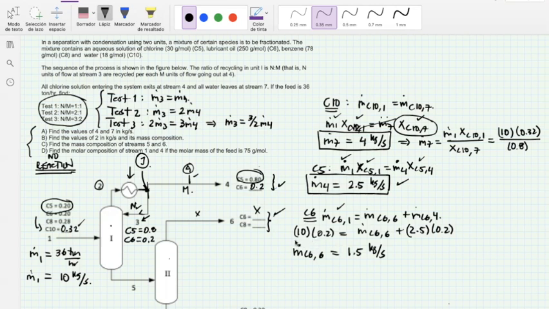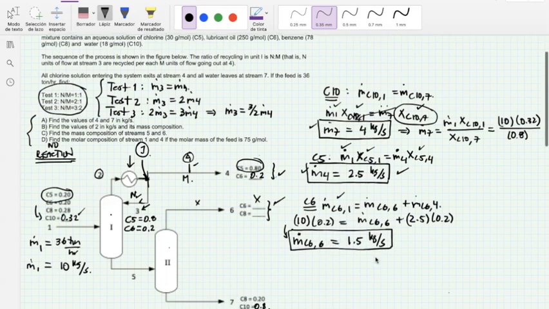Okay, so now I'm going to take it as known. These ones are the global mass flows, and this one is just the mass flow of stream, of substance C6 at stream 6. Okay, so that's what it means.